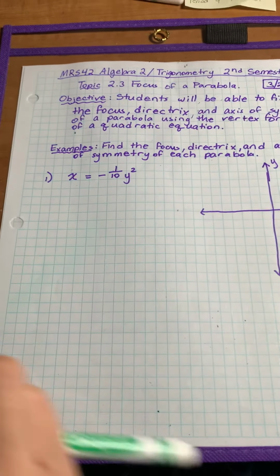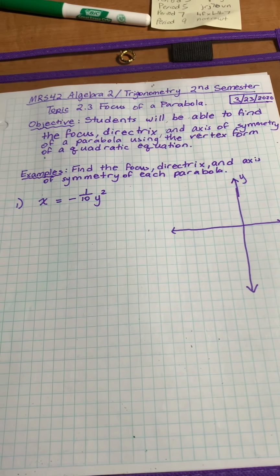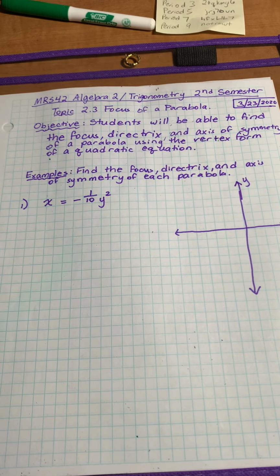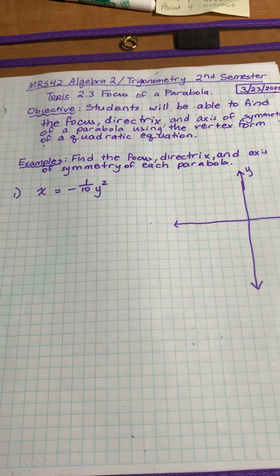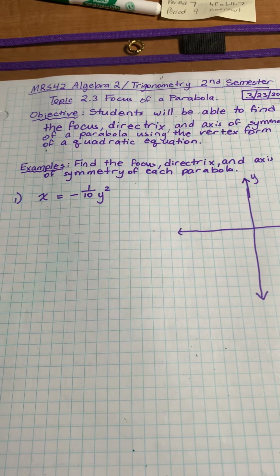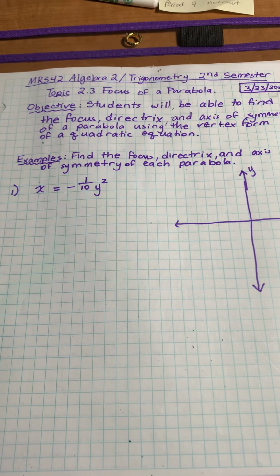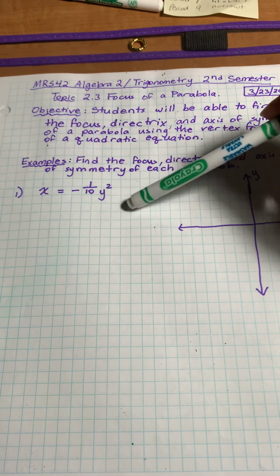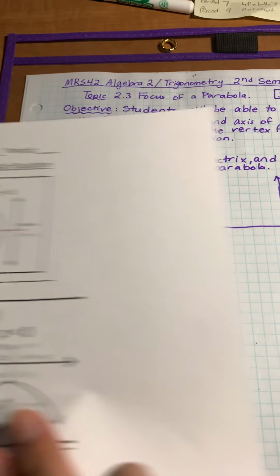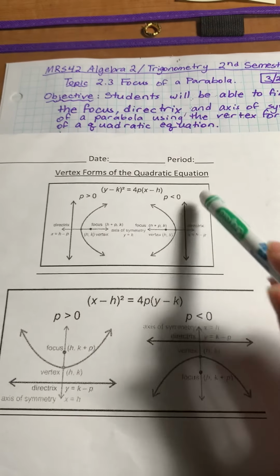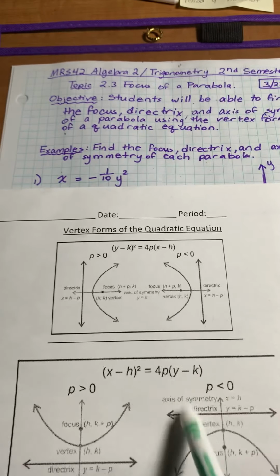Now, let's just do a bit of review. Let's say we have something like this. Our parabola equation is x is equal to negative 1/10 y squared. If we want to start finding our 3 points, we need to get this equation into the same form as one of these equations. So we want to make this look like any of these.